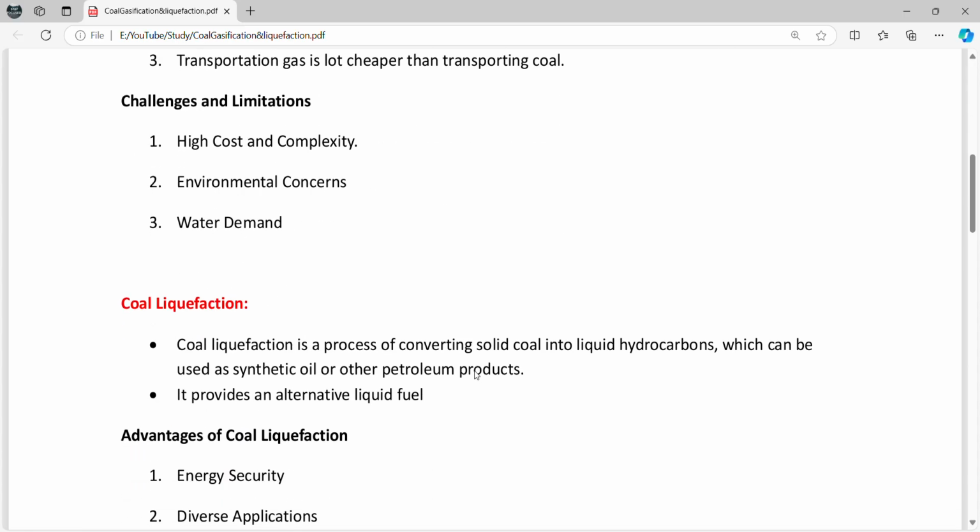Coming to the disadvantages of coal gasification. What are the disadvantages? The major disadvantages are high cost and complexity. Gasification plants are capital intensive and technically complex, which limits rapid deployment, which means we cannot instantly deploy the plant. And another one is environmental concerns.